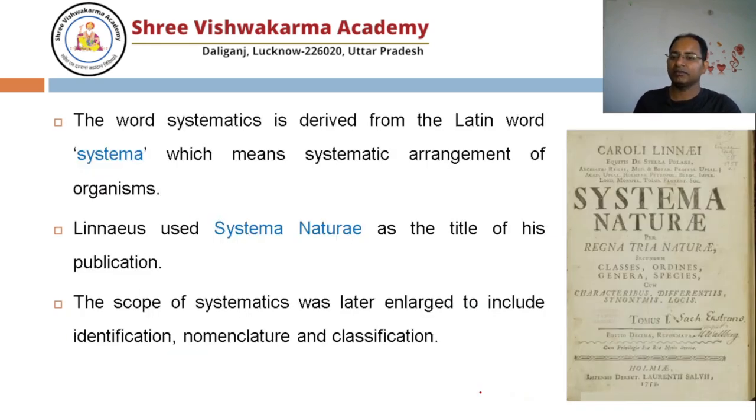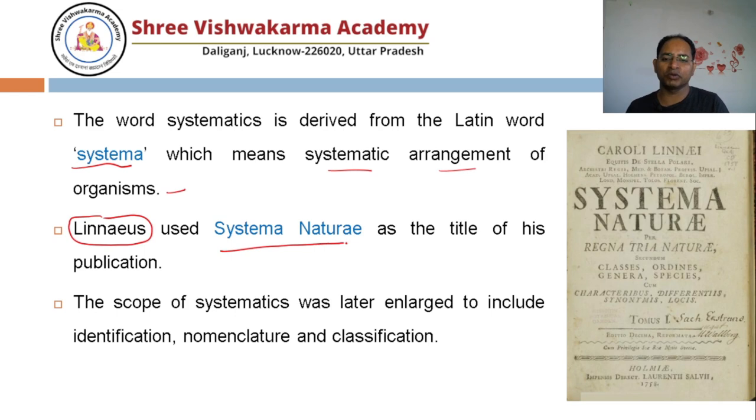Later on, systematics is made up of the Latin word systema. Systema means systematic arrangement of organisms. So first of all, Linnaeus introduced the term systematics, and he wrote a book. The name of the book is Systema Naturae. You can see the front page of that particular book. In that book, he wrote about around 5,000 species of animals.